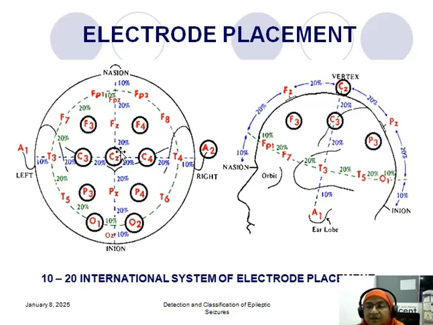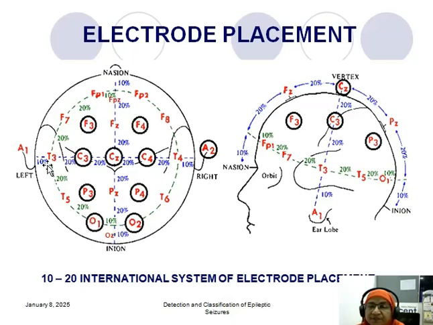Similarly from the nasion to inion, we fix the electrodes. From CZ, measure 20%, fix up FZ in the frontal portion, FPZ in the prefrontal portion. From FPZ to nasion, it will be only 10%. Similarly, towards the back of the head, 20% PZ and 10% OZ. So now you have the electrodes in this manner, in the plus manner.